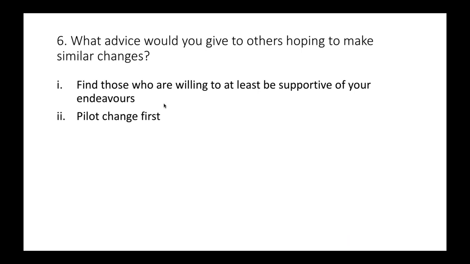What advice do you give to others? I think that finding those who are willing to be at least supportive of your endeavours, and piloting the change first, is important, rather than leading to large change initially. Because in the end, although we can't show improvement of certain aspects of patient care with different anaesthetic gases, the point here is that they're relatively equivalent.